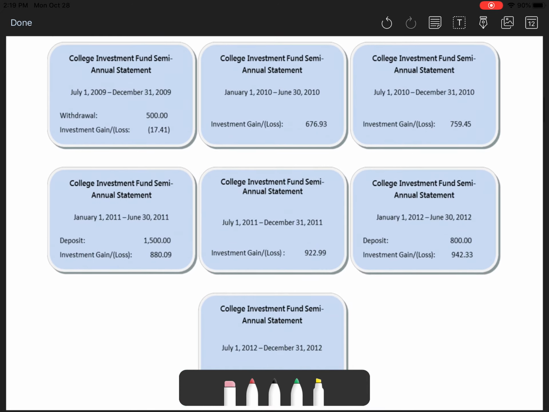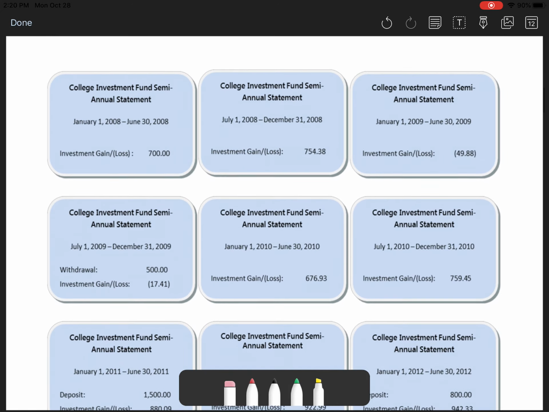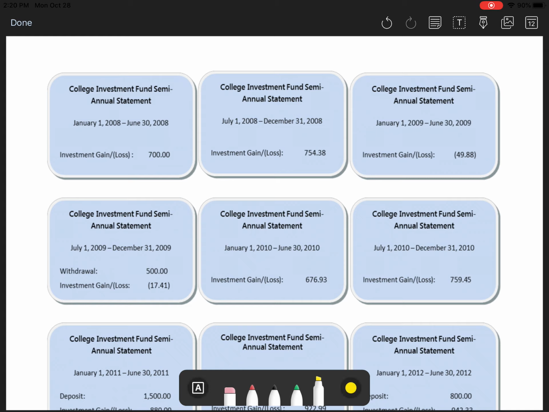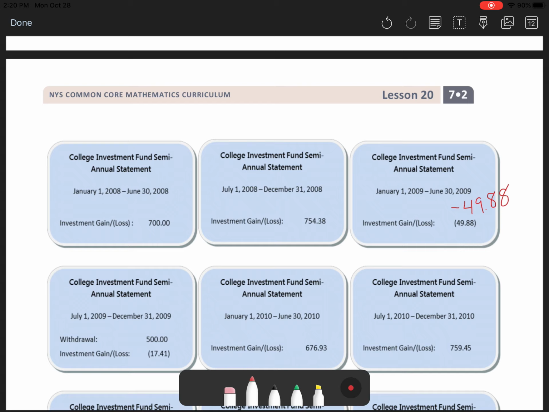So here are the 10 different statements that we get. On July 30th, we get a statement that covers those 6 months right there. And then at the end of the year, we get one that covers July to December. Then the next 6 months, we get another one. So after that first one, we gained $700. If it is in parentheses, like it is here, that means we lost money. So this could be written as negative $49.88 because we are losing money, and that's something that is going out, kind of like a payment.